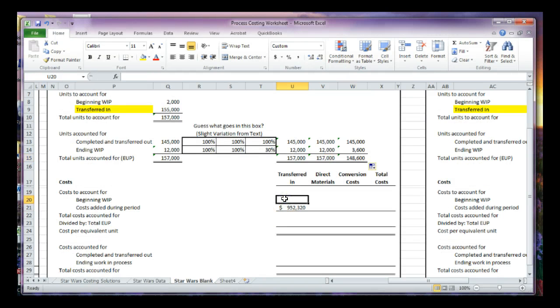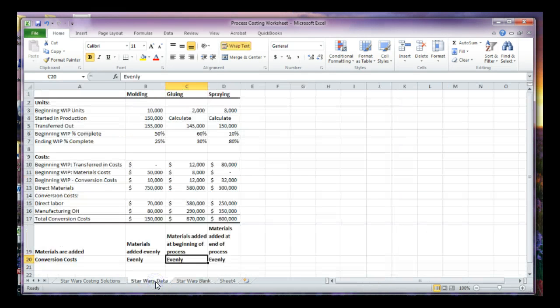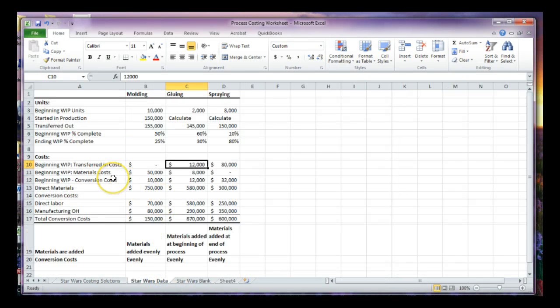Now we're down here with the costs. What is our beginning work in process for transferred in costs? Somewhere right here. $80,000. Oh wait, no, $12,000. We're in gluing, right? We are gluing $12,000. And what's our direct materials? Our direct materials are going to be 8,000 and 12,000 in materials cost.